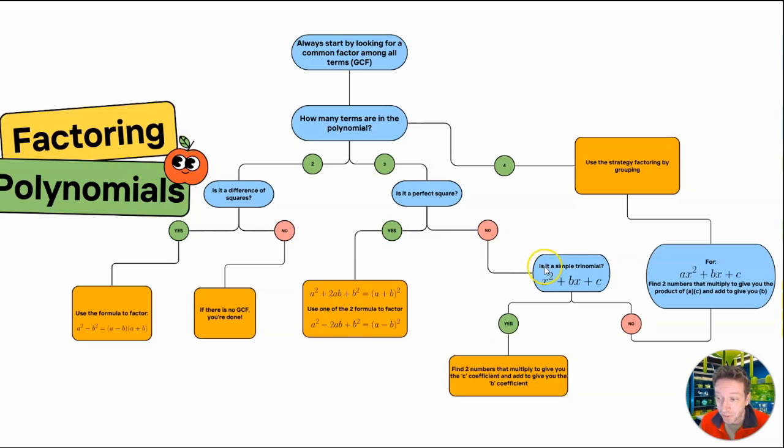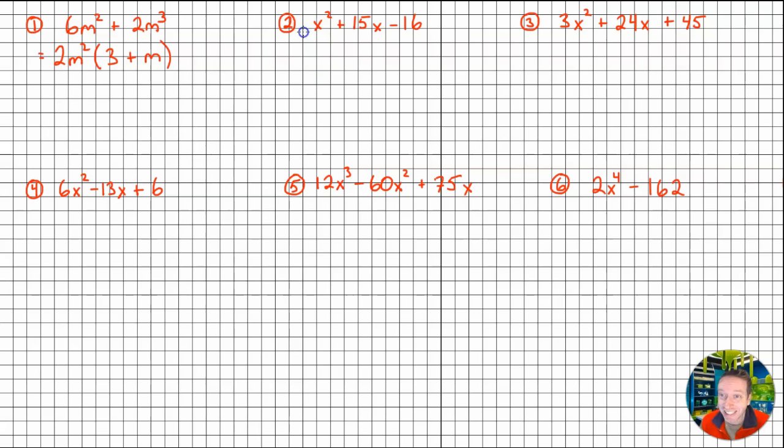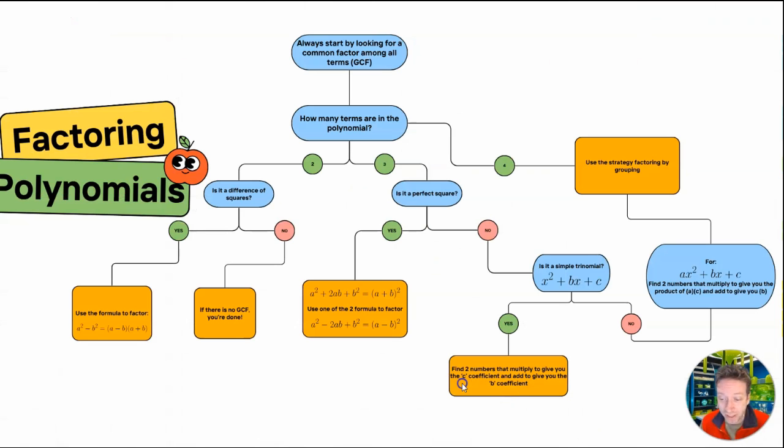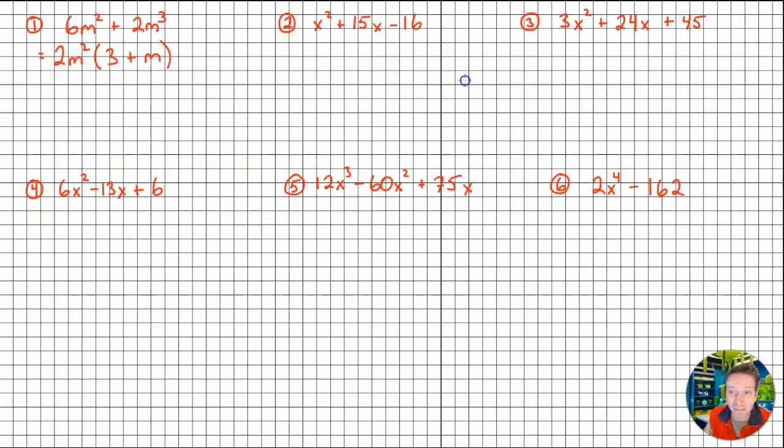So is it a simple trinomial? Meaning, is the coefficient in front of the x squared a 1? In this case, yes it is. So this is a simple trinomial. So what we're going to do is find 2 numbers that multiply to give you the c coefficient and add to give you the b coefficient. For this example, we need 2 numbers that multiply to give negative 16 and add to give positive 15.